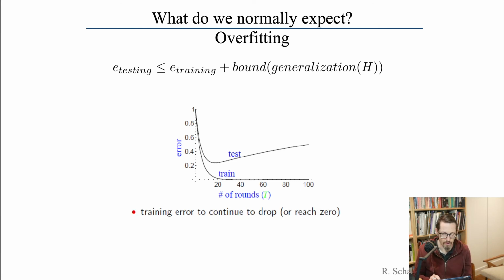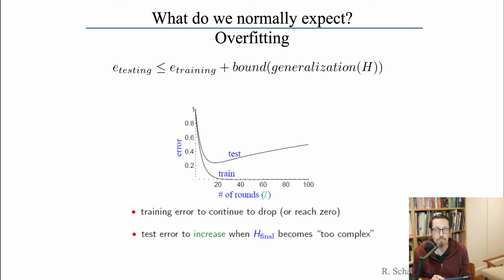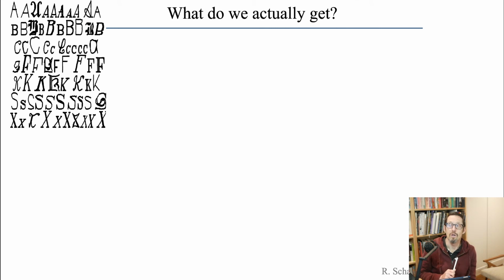Okay, so the training error continues to drop or maybe reaches 0, but the test error, at some point, the final ensemble becomes too complex, too powerful, and it overfits the data. Well, we don't actually get that when we look at boosting quite a lot of the time, I should say. It's not that we can't get that, because of course we can overfit, but boosting is surprisingly resistant to this problem.